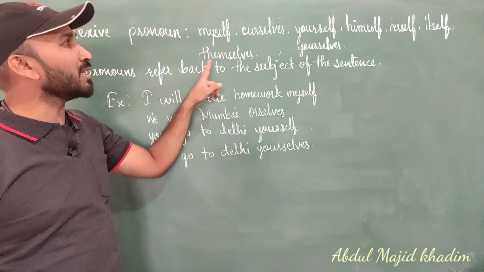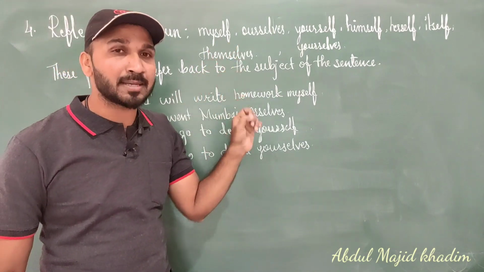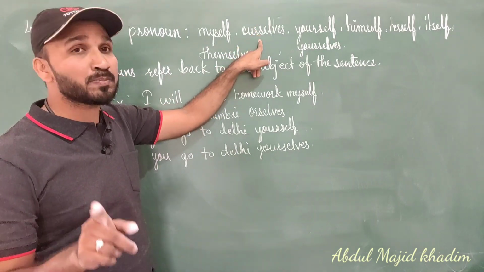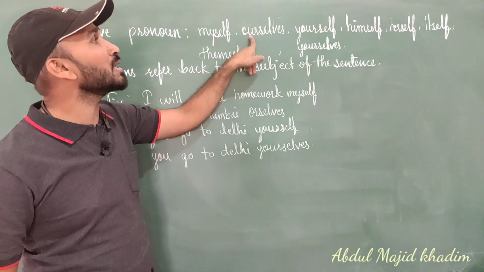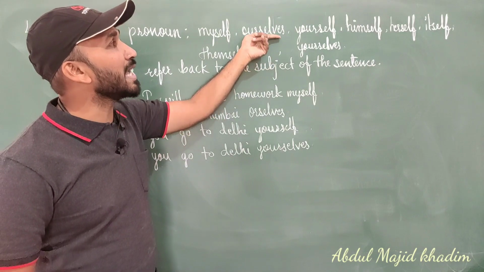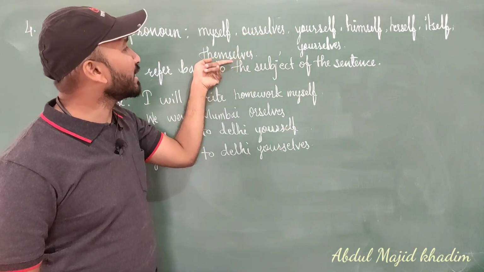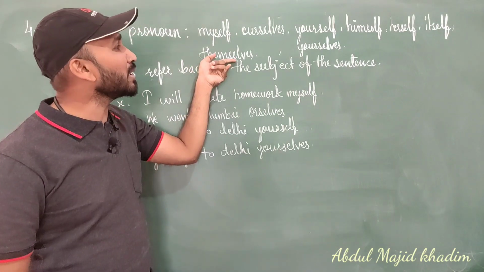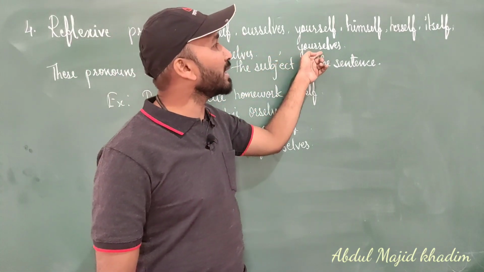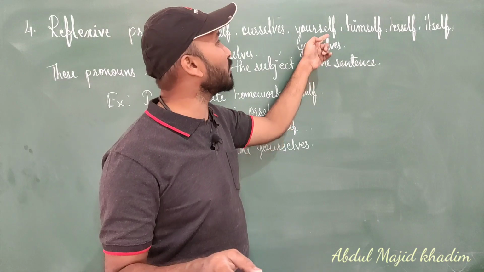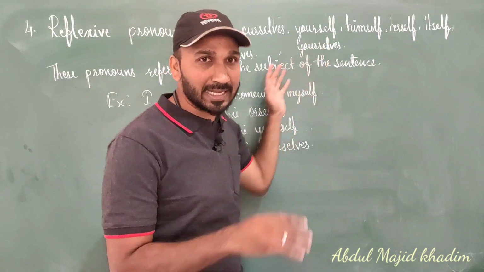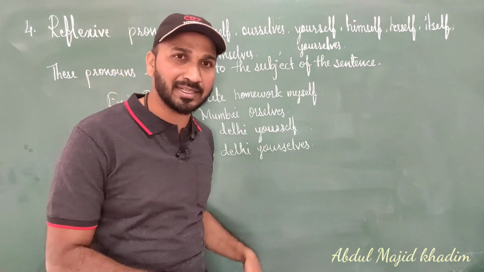So one thing we have to keep in mind: whenever the subject is a pronoun and the subject is plural, we have to use -selves, and here also themselves, because "them" is plural, so that's why themselves. When it is singular we have to use self, and when it is plural we have to use selves. Through examples we will learn easily.